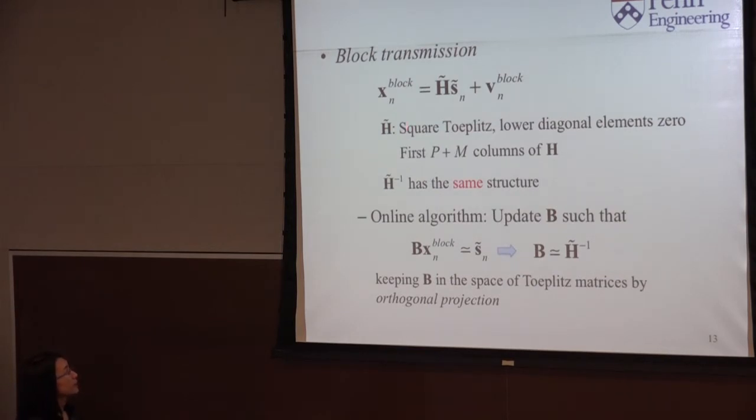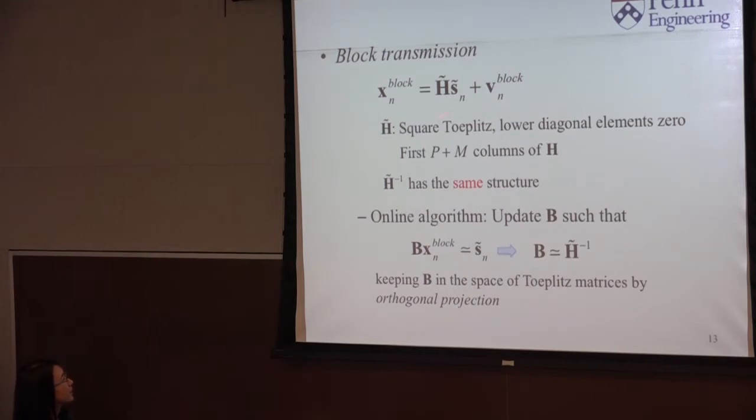So here, that becomes a standard BSS problem where the H tilde is a square matrix. Since it is the first P plus M columns of H, it is a Toeplitz matrix with lower diagonal elements 0. And according to the property of a Toeplitz matrix, we could also say that the H tilde inverse should also have the same structure. So we could exploit such structure of the matrix in the adaptation to help convergence.